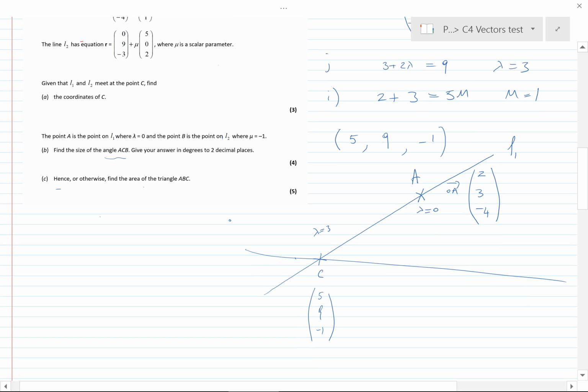Okay, and then the coordinate B, let's say here, that's OB, that's putting mu equal to minus 1 in here, so that gives me minus 5, 9, because obviously that stays at 9, minus 5. And that corresponds to a value of mu equal to minus 1, not lambda.